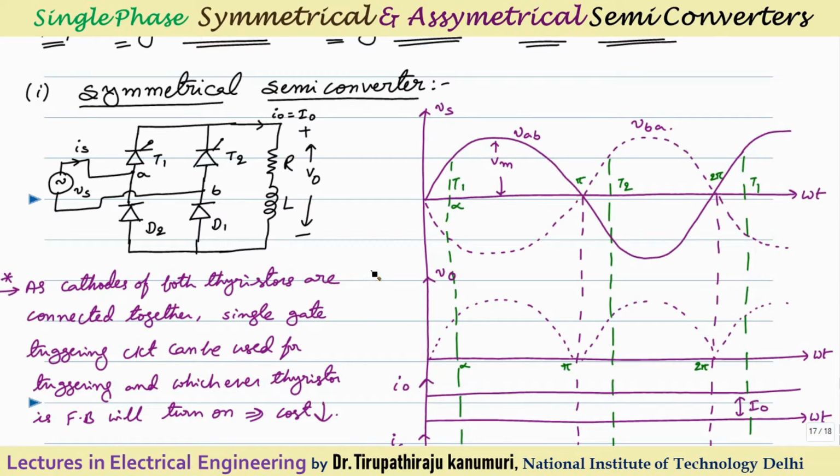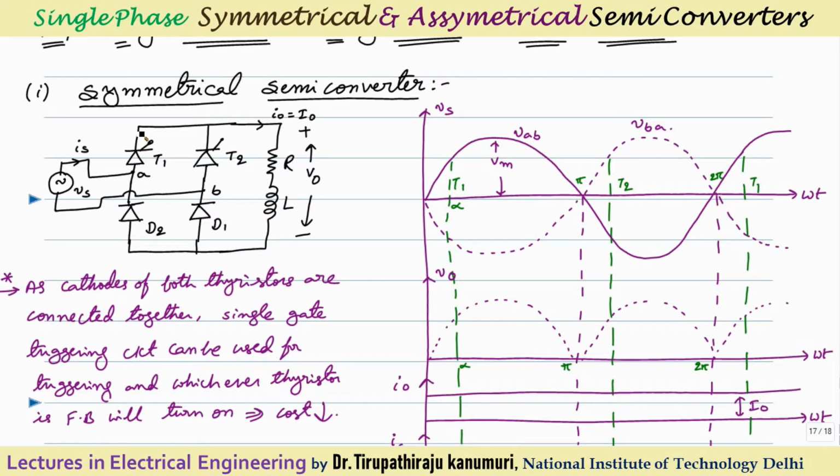Let us start at the instant alpha. At the instant alpha, assume the triggering pulse is applied to both thyristors. During the positive half cycle of the supply, the voltage of terminal A is positive with respect to B. When A is positive with respect to B, thyristor T1 is forward biased and B is negative, so thyristor T2 is reverse biased. When the triggering pulse is applied to both, only the forward biased thyristor will turn on. So thyristor T1 will turn on.